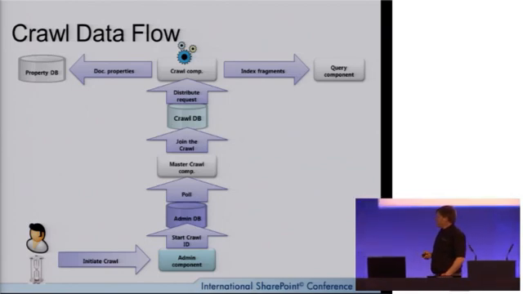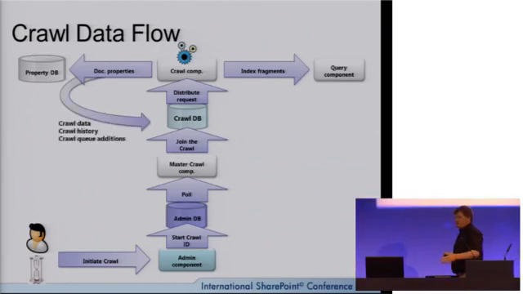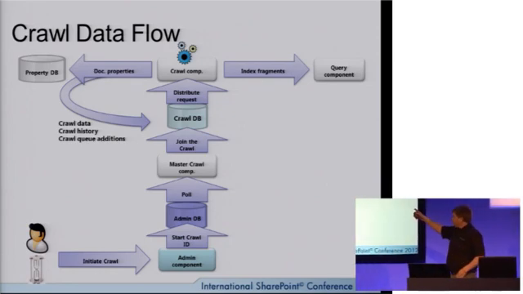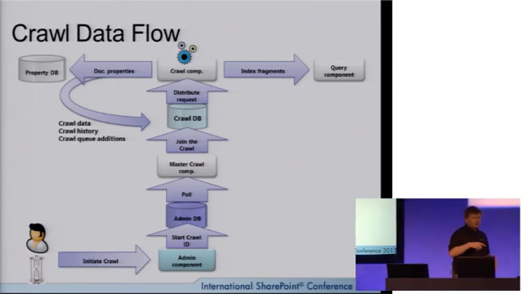There's two other activities that take place. The first one being, hey, I've discovered some new stuff. You give me a start address and I've gone and found a load of new stuff. So that stuff gets pushed back to the crawl DB. So we get this content.